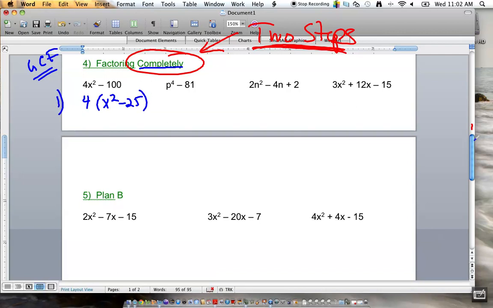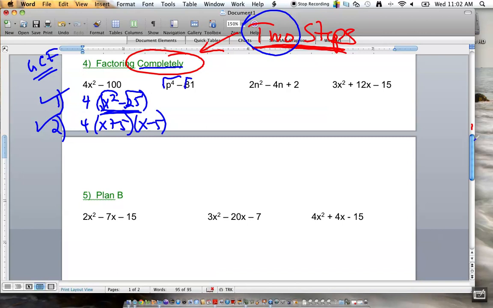Remember, factor completely means what? 2 steps. Could be more, but you don't really see more. x plus 5, x minus 5. That's my second step. Step 1, step 2. What I did was I took the difference of two perfect squares here and broke it down, x plus 5, x minus 5. Next, p to the 4th minus 81. Okay, looks like the difference of two perfect squares to me. Let's see how it goes.